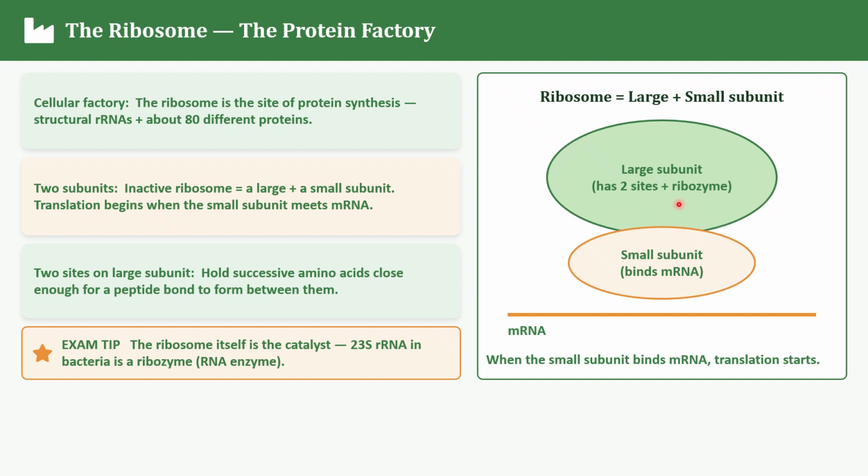It contains two sites where the tRNAs carrying the successive amino acids can bind. These sites position the amino acids close enough to each other for the formation of a peptide bond. You can see the smaller subunit here and also the larger subunit. The mRNA now passes through the ribosome, and the ribosome reads its codons one after another. This is a very important thing for your CBSE examination.